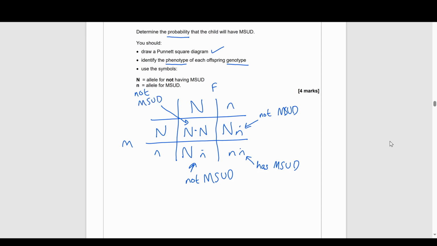So there is only one offspring out of the 4 potential offspring that 7 and 8 could have which has MSUD. So if the total is 4, and there's only one possible chance of having it, that's our probability, 1 out of 4. But if we want to put it as a decimal, it would be 0.25, and if you were to put it as a percentage, it would be 25%.